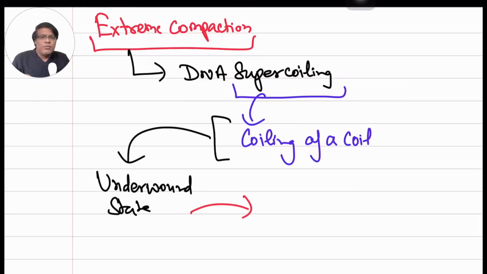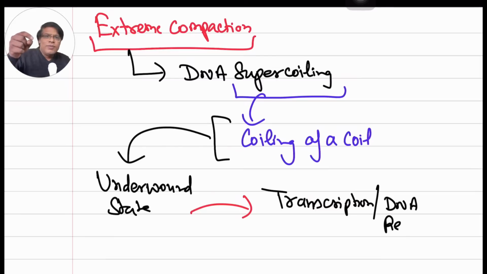How is this possible? DNA supercoiling can occur in two ways. One, it can be in an underwound state. Another, it can be in an overwound state. Keep in mind, within the cell, DNA has been packed. You are going to see the supercoils, but all these supercoils are in an underwound state, so that the transcription and DNA replication processes can be carried out easily.